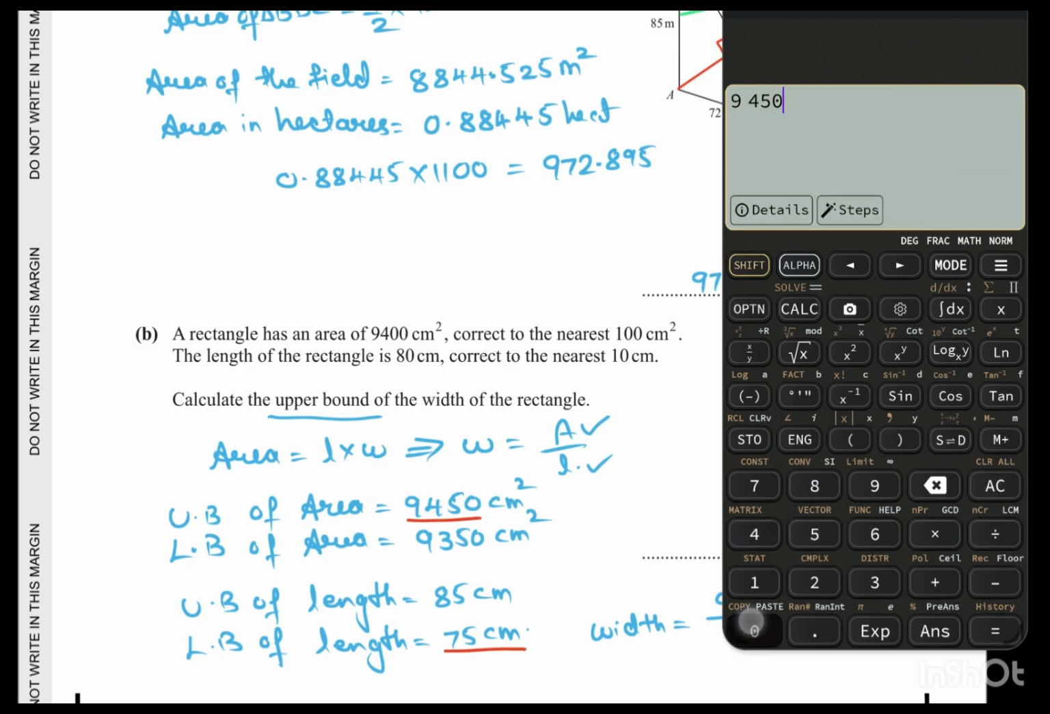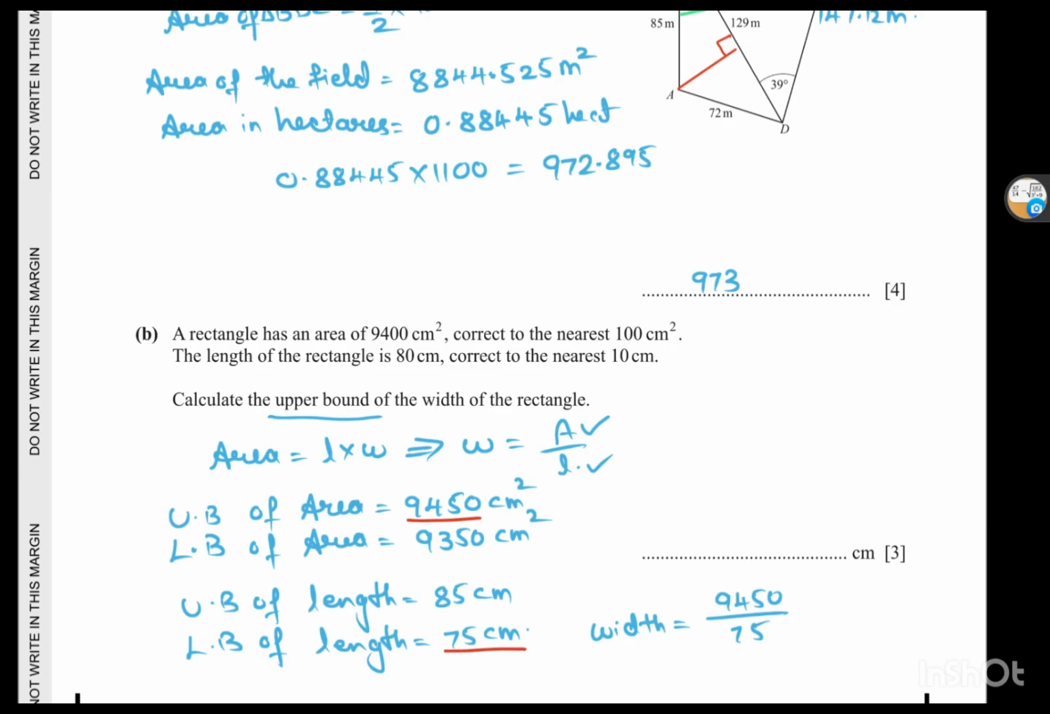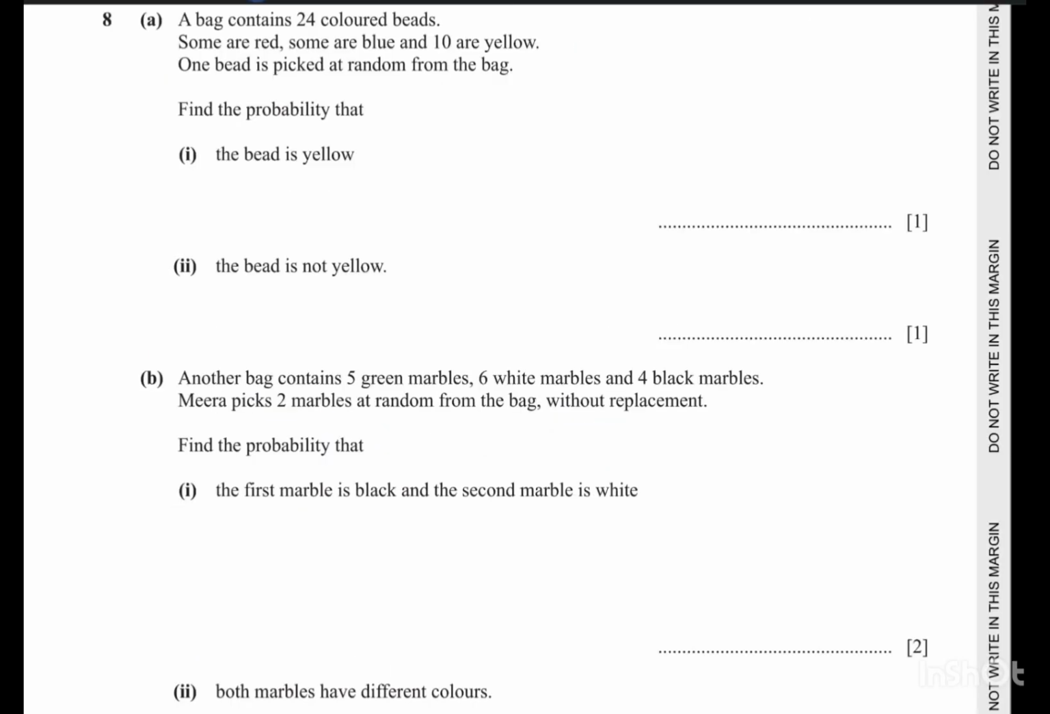9,450 divided by 75 is 126. It is 126 centimeters. 126 is the answer. That's it. Question number 8.